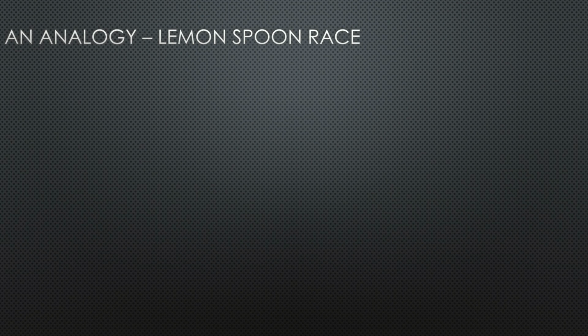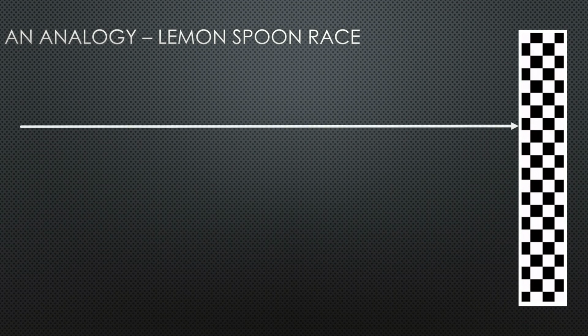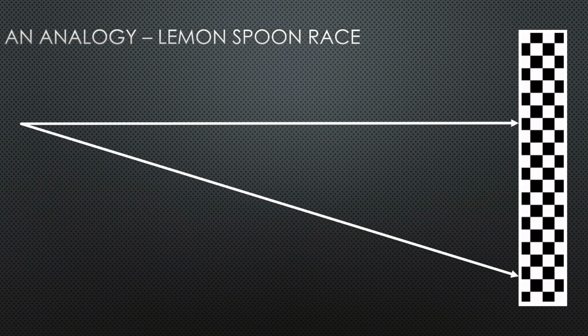So let's look at an analogy about a lemon spoon race. We have the finish line, we have the most efficient path, and a possible path. So you can see over here, we've wasted this energy right over here. We don't see this. Let's convert this into an electrical system now.